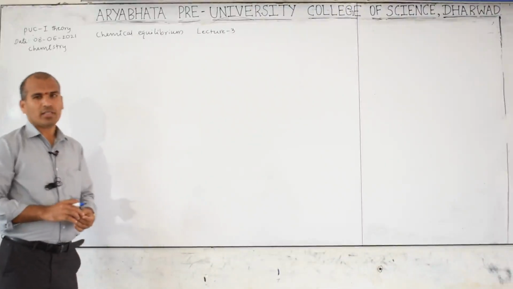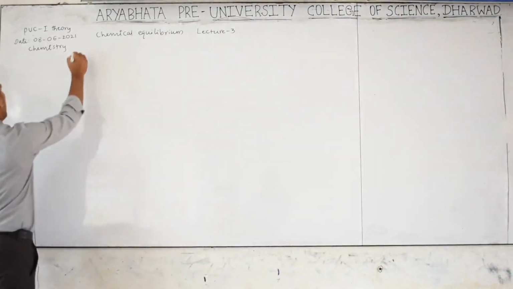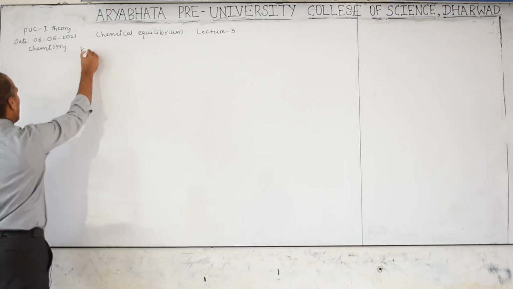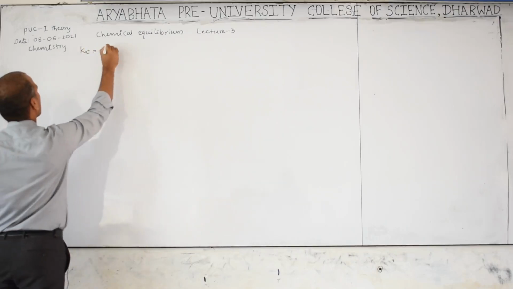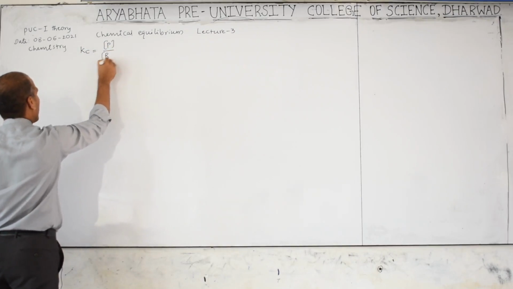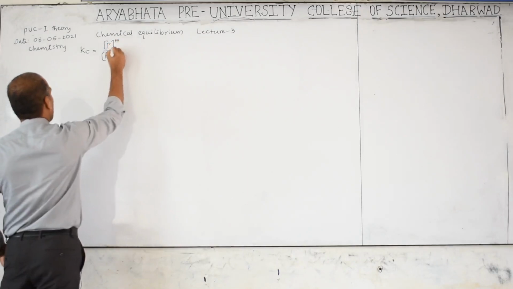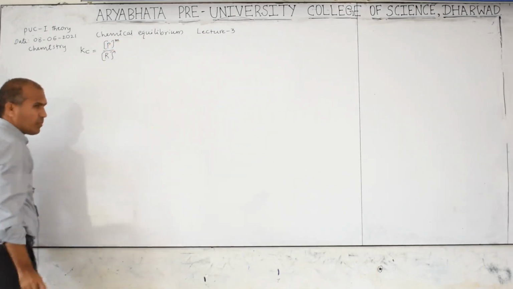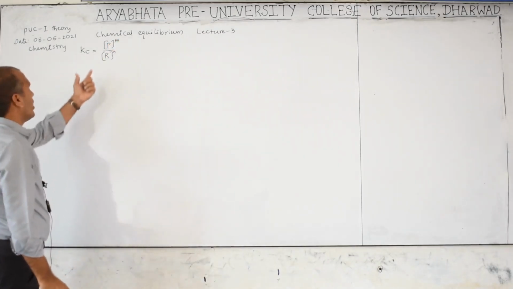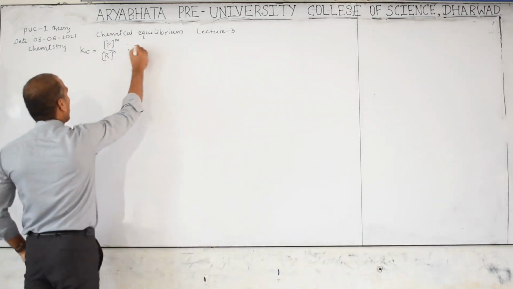In the previous class I discussed the equilibrium constant. The equilibrium constant, denoted Kc, is equal to product concentration over reactant concentration. These are the stoichiometric coefficients, raised to the powers m, n, any stoichiometric coefficient.